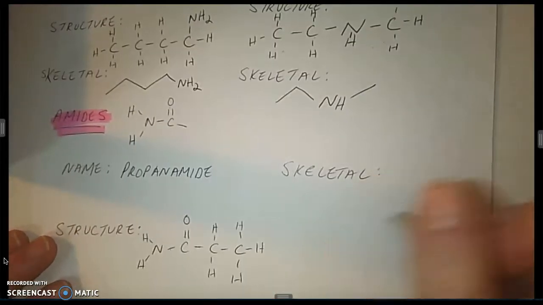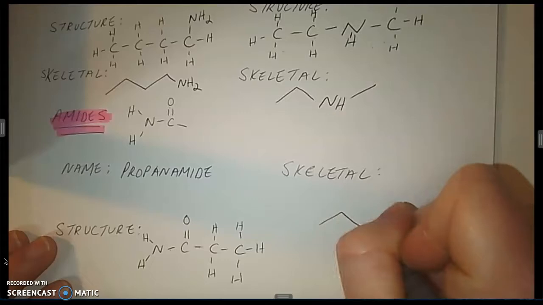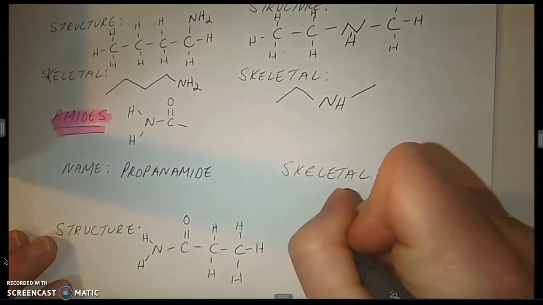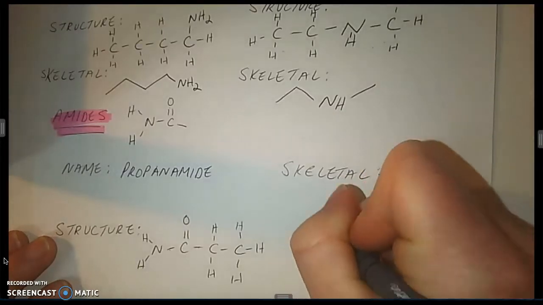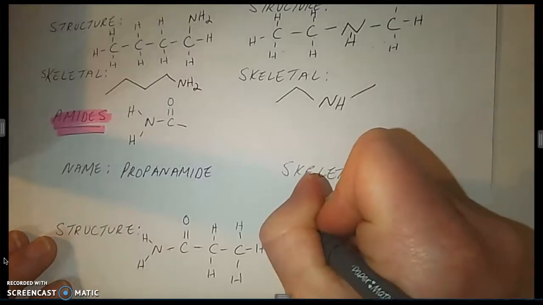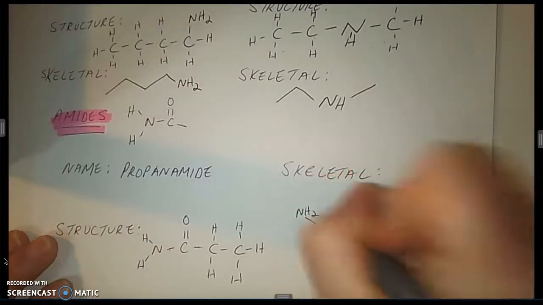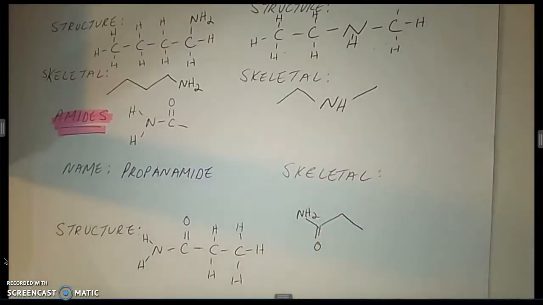Skeletal structure for that. So I've got one, two, three carbons. This carbon right here is making a double bond to oxygen, and then it has an NH2 group coming off of it as well. Okay, so that's propanamide as a skeletal structure.